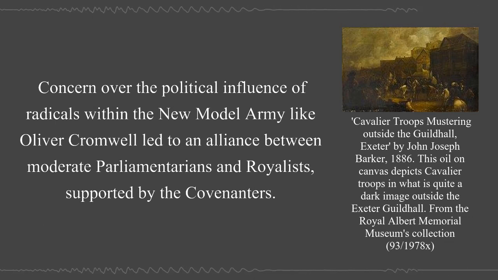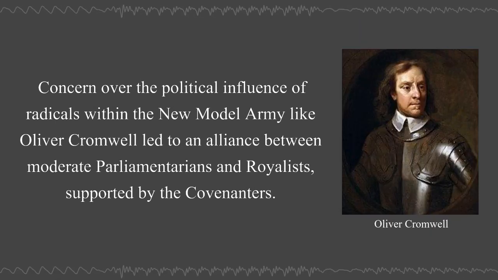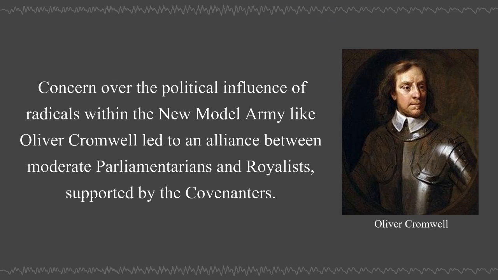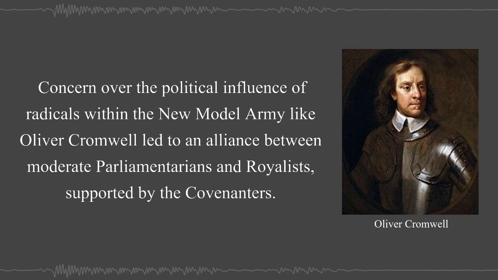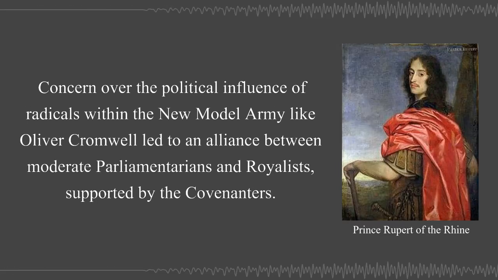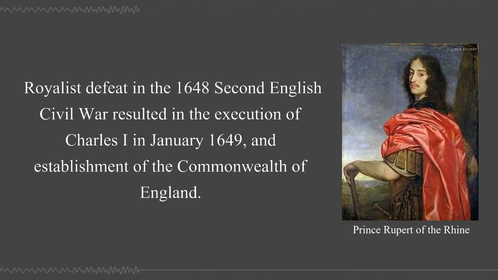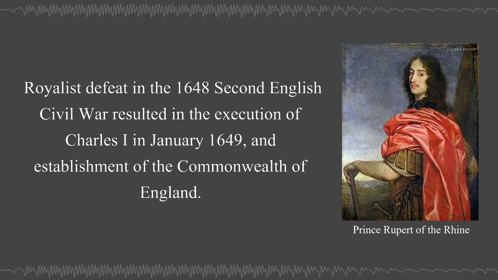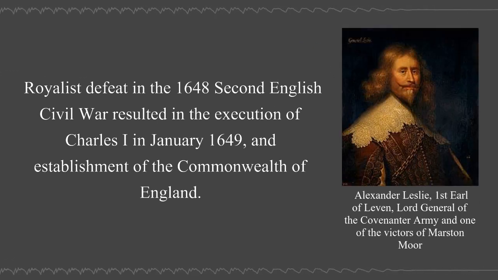Concern over the political influence of radicals within the New Model Army like Oliver Cromwell led to an alliance between moderate parliamentarians and royalists, supported by the Covenanters. Royalist defeat in the 1648 Second English Civil War resulted in the execution of Charles I in January 1649 and establishment of the Commonwealth of England.